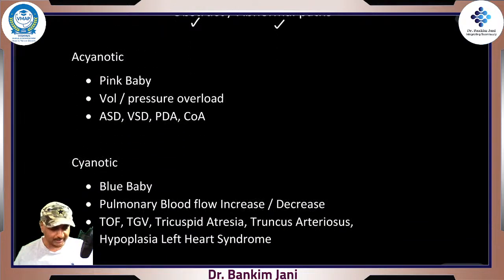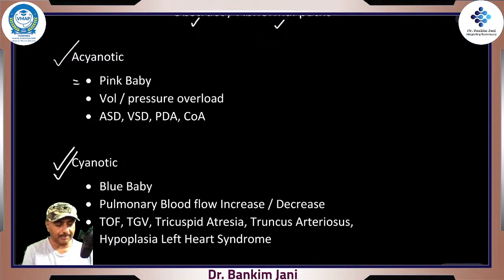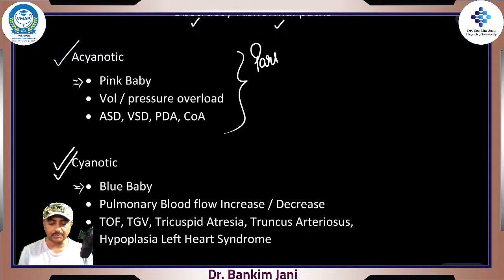When we look at the classification, this is what I was talking about: acyanotic and cyanotic. Acyanotic means it is like a pink baby. It's a pink baby, not a bluish discoloration like in cyanotic. This is our menu for today, this is our part one.